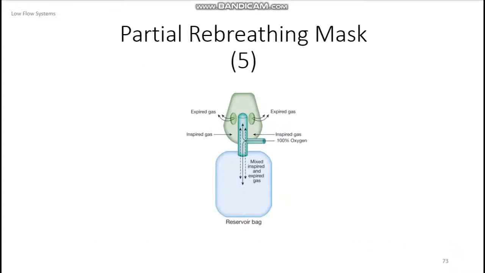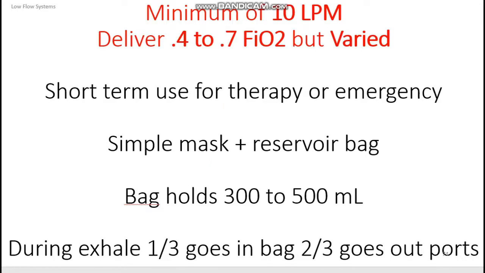The partial rebreathing mask delivers a minimum of 10 lpm, with 0.4 to 0.7 FiO2, but it is varied. It has a short-term use for therapy or emergency situations. It is basically a simple mask plus a reservoir bag. The bag holds 300 to 500 milliliters. During exhale, 1/3 goes in the bag and 2/3 goes out the ports.